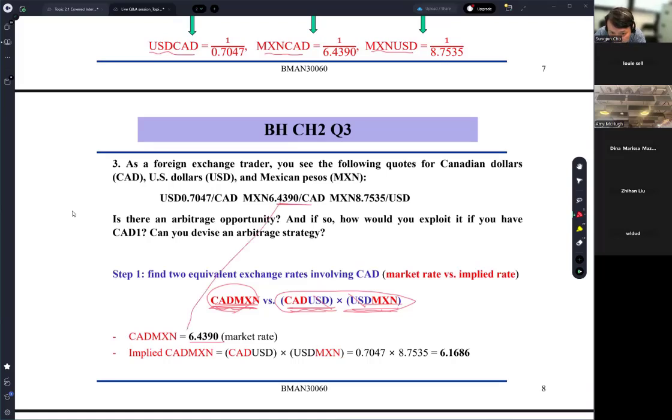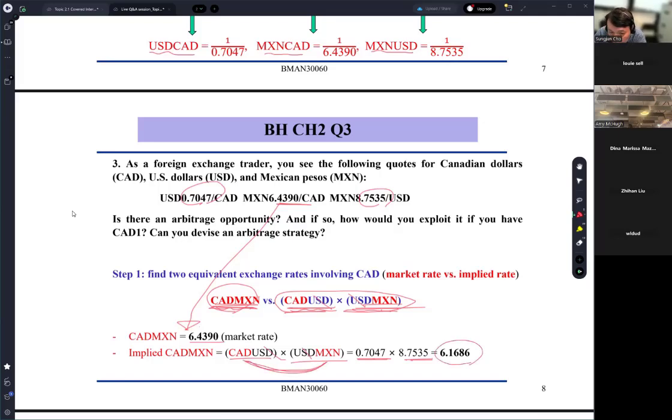This one is given. CAD USD, USD MXN, we already know what those are. CAD USD is this one. USD MXN is this one. So just multiply those two. Instead of CAD USD, we have this one. Instead of USD MXN, we have this one, and USD will be canceled. So this is the implied CAD MXN.